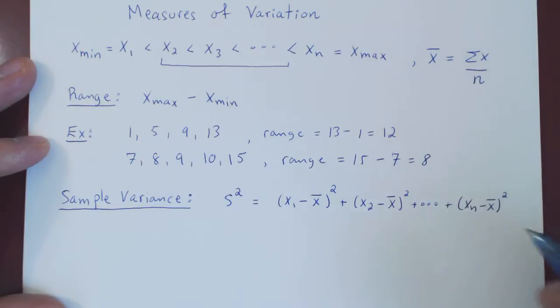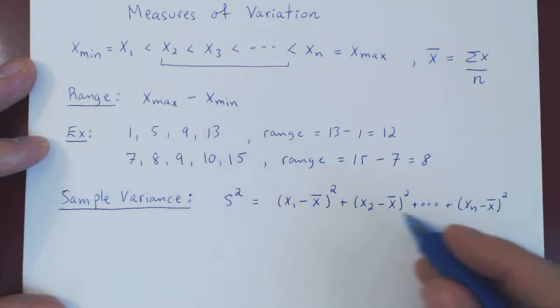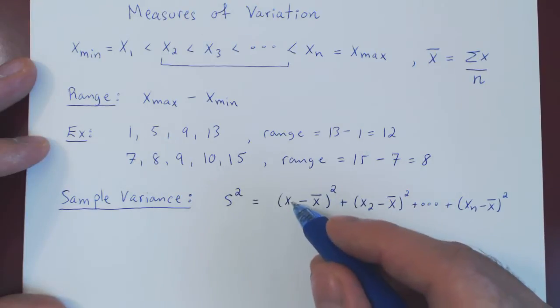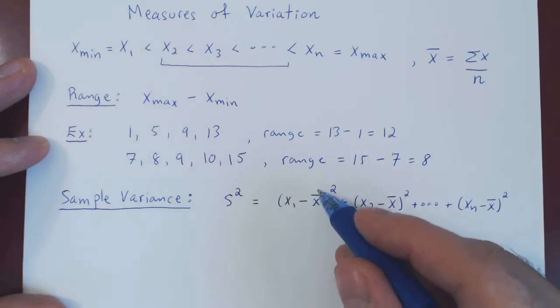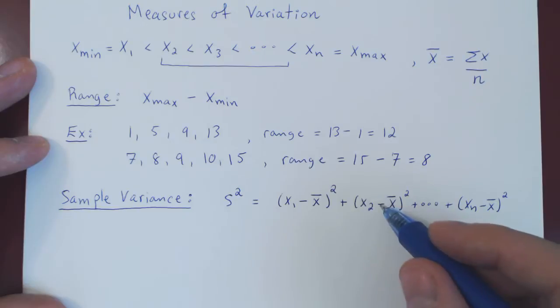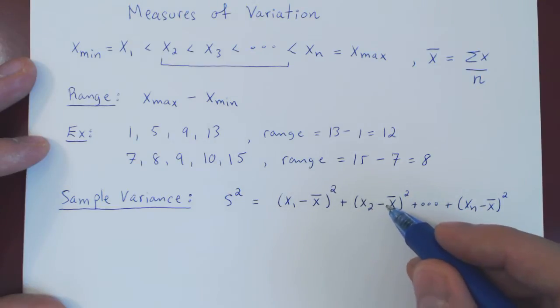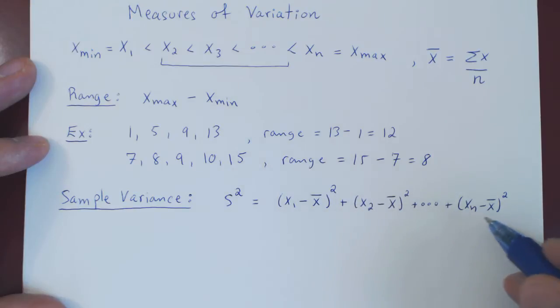But this is now a total sum of distances squared, right? This is the distance squared between the first value of our sample and the sample mean. This is the distance squared between the second value of our sample and the sample mean, up to the distance squared between the last value of our sample and the sample mean.